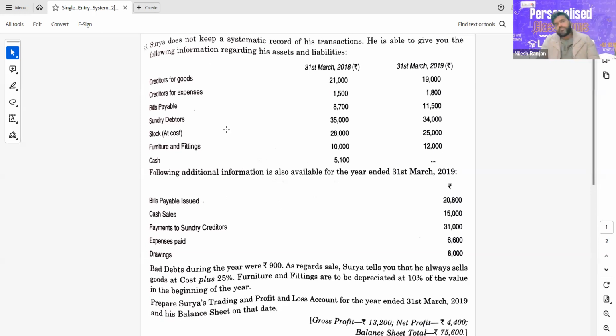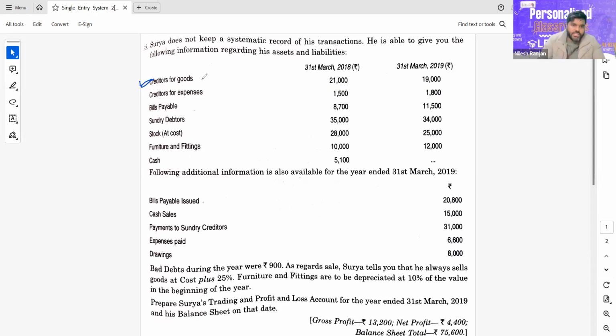Now, in this question, no credit sale or credit purchase is given. So, in this question, we have to calculate this. Now, if you see creditors, opening and closing is given. This is your opening, this is your closing. It is 31st March 2018, it is 31st March 2019.